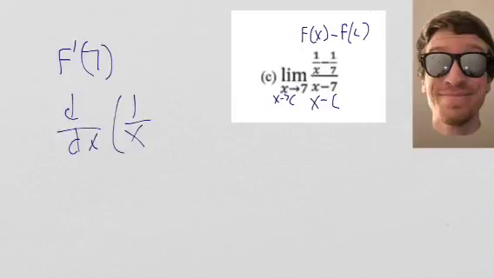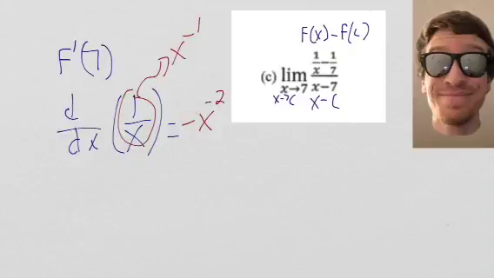So d dx of 1 over x is equal to, well, really quick, 1 over x can be rewritten as x to the negative 1. So if we do power rule on that, the negative 1 is going to jump out in front, and then we're going to drop the exponent down by 1. So we're going to get negative x to the negative 1 minus 1, which is negative 2. So we get negative 1 over x squared.